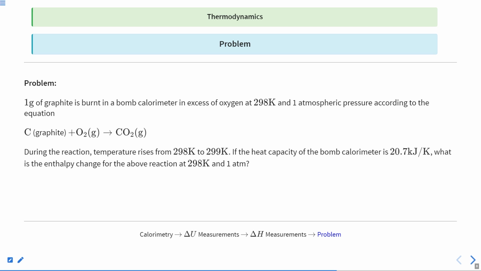What is 298 Kelvin in Celsius? So 298 minus 273 will give you 8 minus 3, 5, and 9 minus 7, 2. So 25 degrees Celsius. So we are going from 25 degrees Celsius to which temperature? To 26 degrees Celsius. So if you just subtract 26 minus 25, it is 1 degree Celsius. If you subtract 299 minus 298, it will again give you 1 Kelvin. The absolute value is perfect. Okay, it will not change.